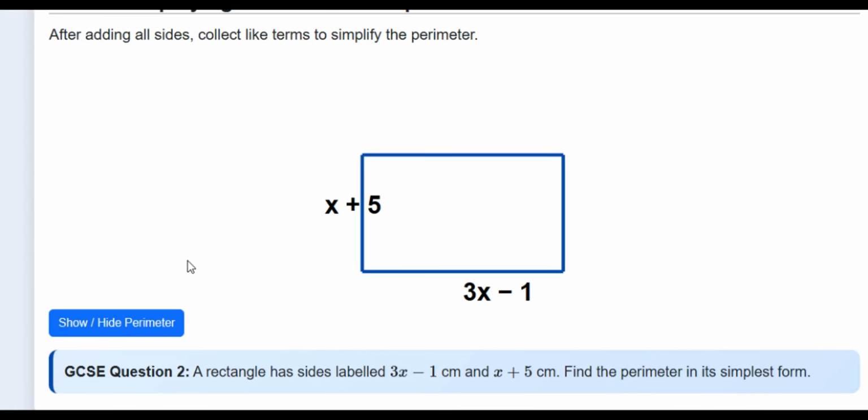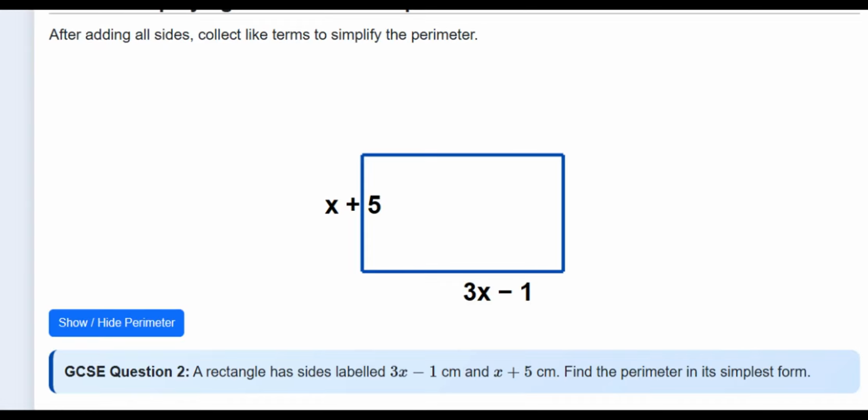So here you are told a rectangle has sides labeled as 3x minus 1, that is the length, and then the width is x plus 5. Then you find the perimeter in its simplest form.